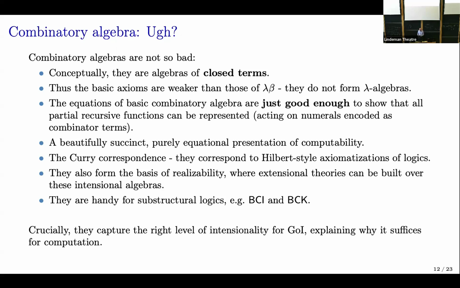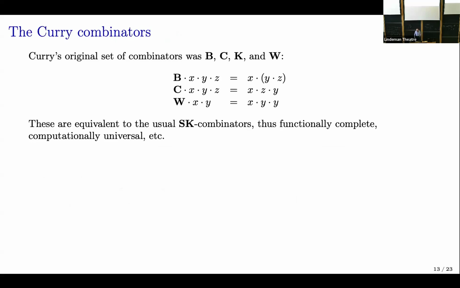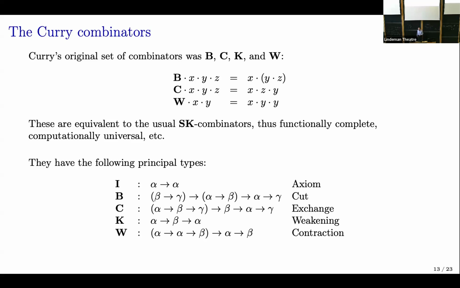And from our point of view, they capture exactly the right level of intensionality for geometry of interaction, explaining why it suffices for computation. So in fact, everyone knows, I hope, the SK combinators of Schönfinkel, but Curry's original set of combinators was B, C, K, and W. You know what K is, and here's B for bracketing, C for commuting the arguments, and W for doubling. And if you take their principal types, which you can compute from the Hindley-Milner algorithm, then this makes sense of them logically.